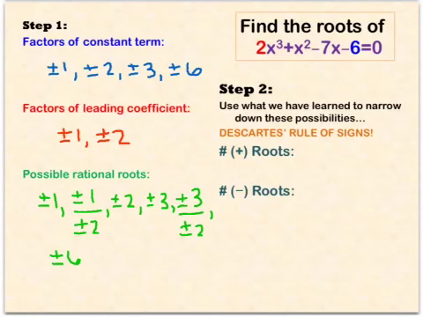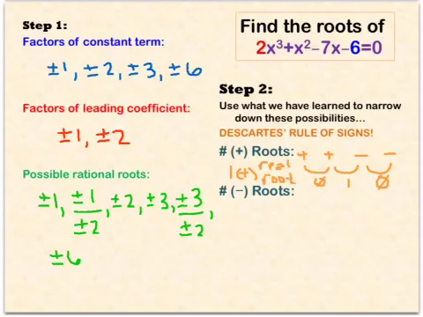The next step is you can use Descartes' rule of signs to help you narrow down from this list. So let's look at the sign changes. So for positive real roots, we look at the sign changes. Well, right now we have plus, plus, minus, minus. So we have one sign change, which means I have one positive real root.